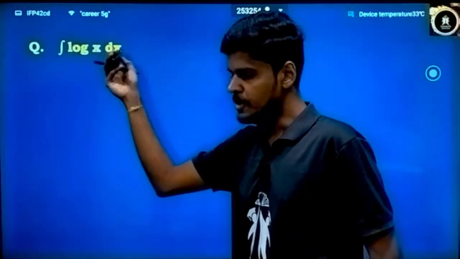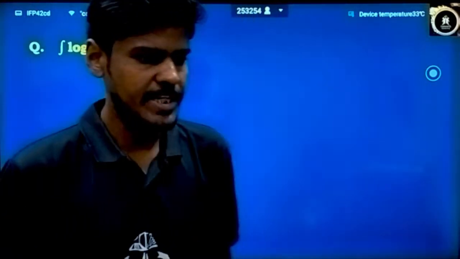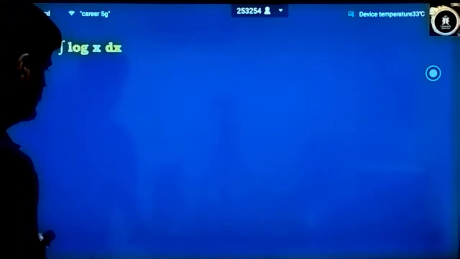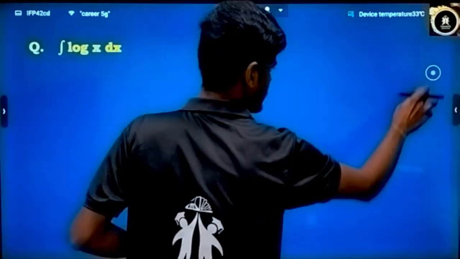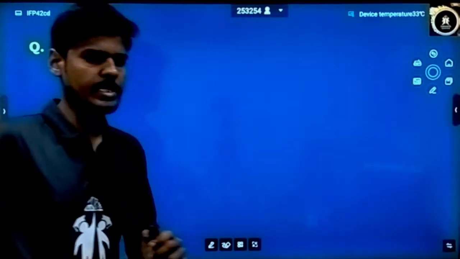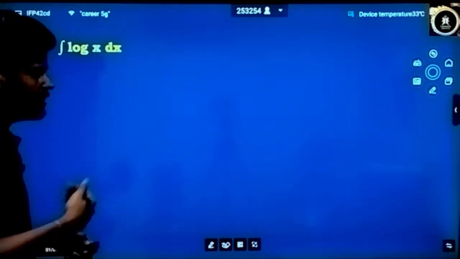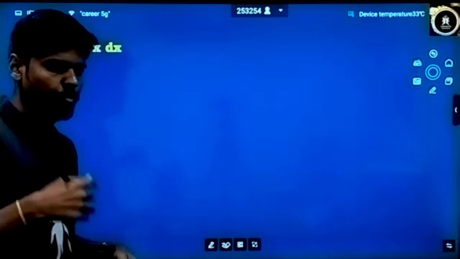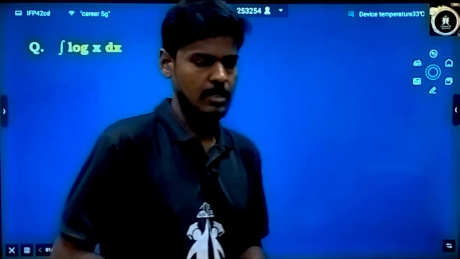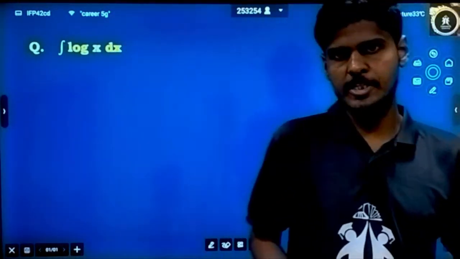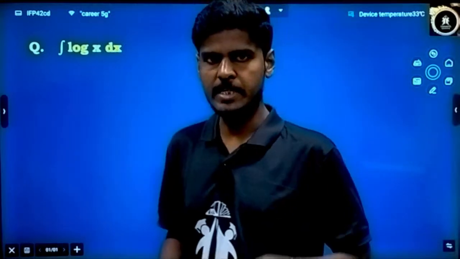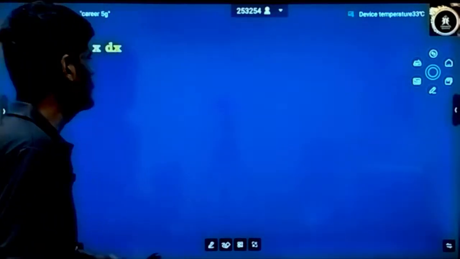Next question is integral of log x. This is a very important question, students. Integral of log x, you should remember it as a result for competitive exams also. So what is integral of log x? We know integral of 1 by x is log x. Differentiation of log x is 1 by x. But integral of log x, what is that?